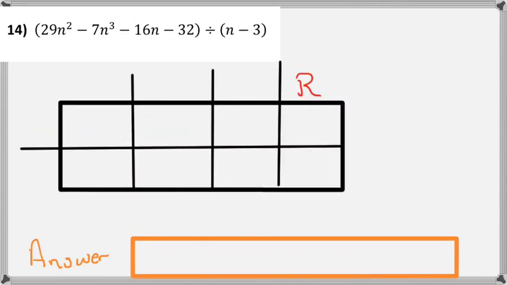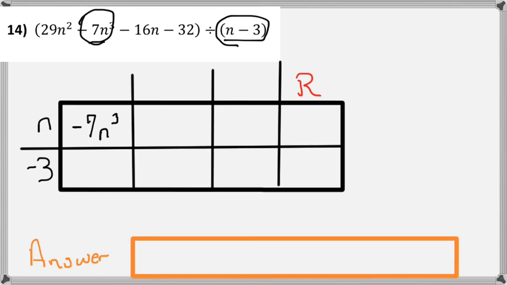So let's look at this next one. This next one's a little bit harder because they are not in order, so I have to think about what the leading highest exponent is, and that's going to be the first thing that goes in my box. If you don't like working with n's, change these to x's.